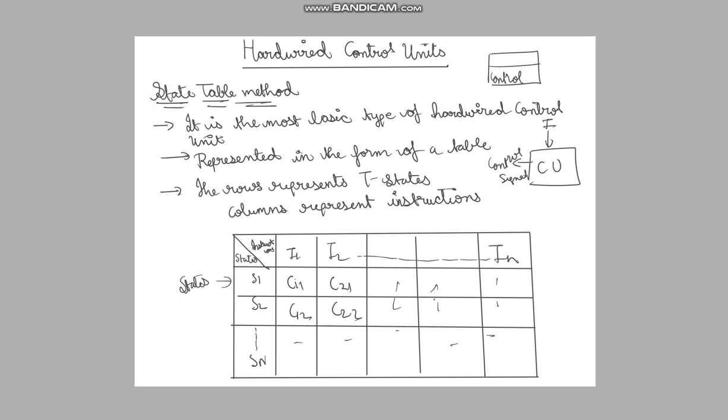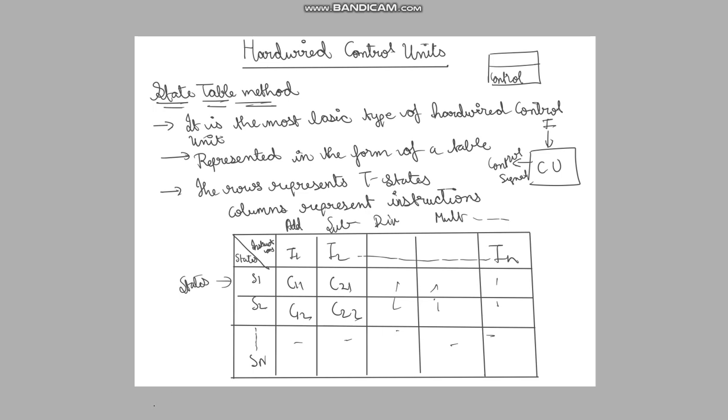So in this, if you see an example, let's say I1 is an add instruction. In the first T state, this control signal is performed. In the second T state, this control signal is performed. Similarly, for different types of instructions, we're going to have different T states and different control signals. Let's say this is multiply and so on. Your rows represent your T states and your columns represent your instructions. It's as simple as that. There's nothing much to decipher over here.